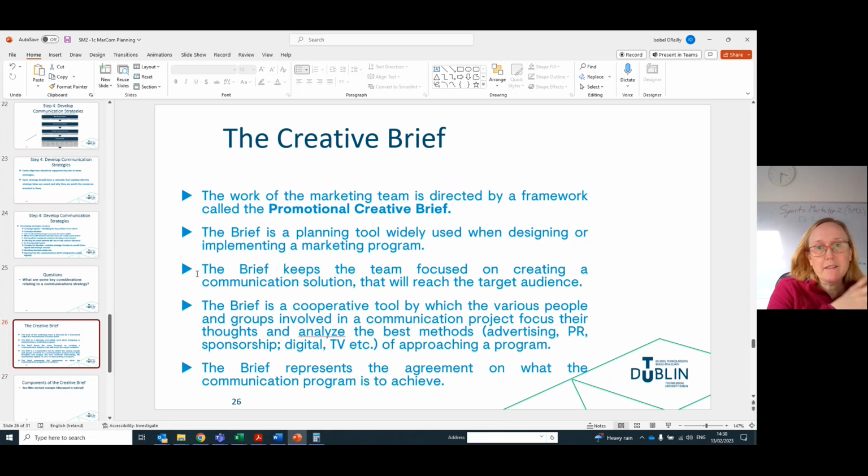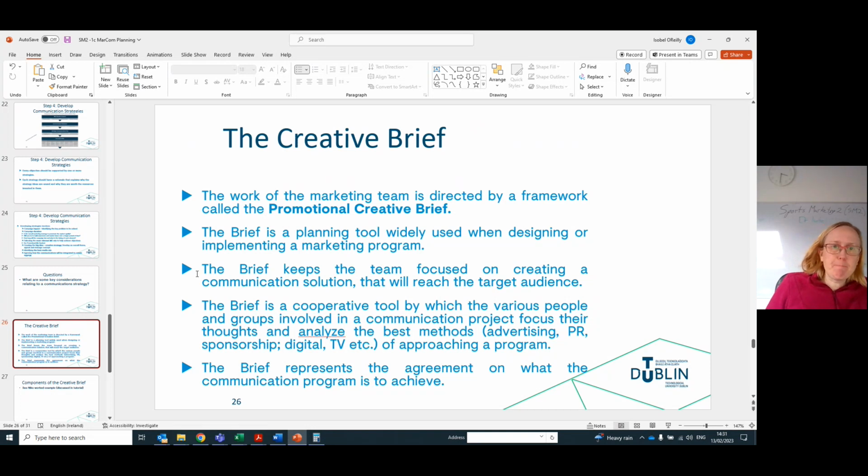As I said, it can be the master brief as well, or the master creative brief. So this brief is a planning tool widely used in designing or implementing a marketing program. And this is the thing that's discussed in the board meeting. It could be put up in presentation form where you're trying to get approval from the higher ups that your campaign ideas are sound.